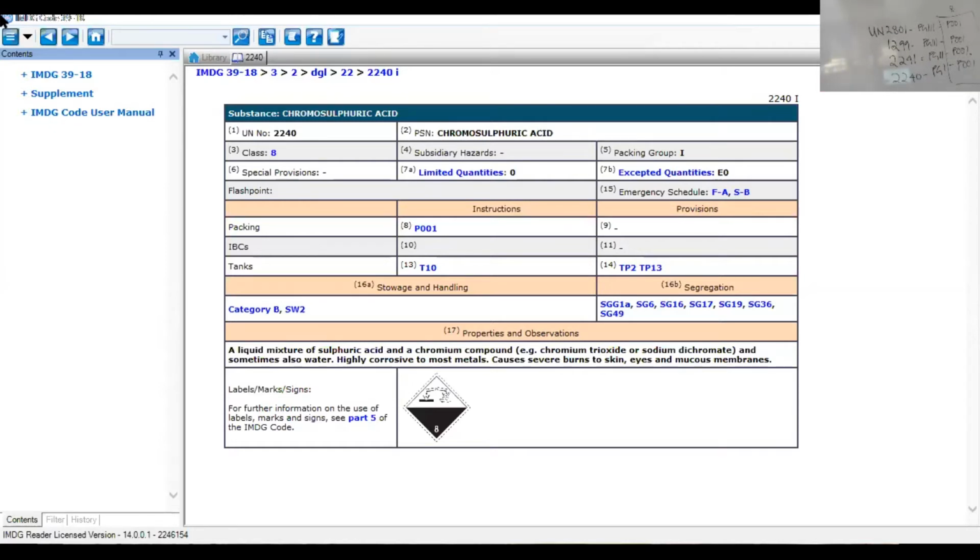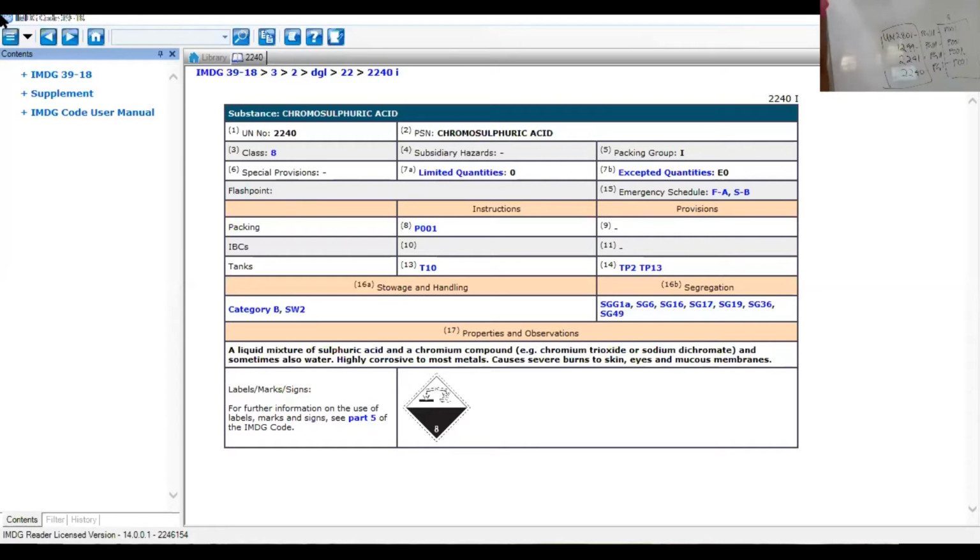Okay. Now all these: 2801, 1299. I'm going to move my chair. 1299, right? 2241, 2240. All four of these have the same packing instruction, but they have different packing groups. However, I am this one manufacturer that manufactures all of this.